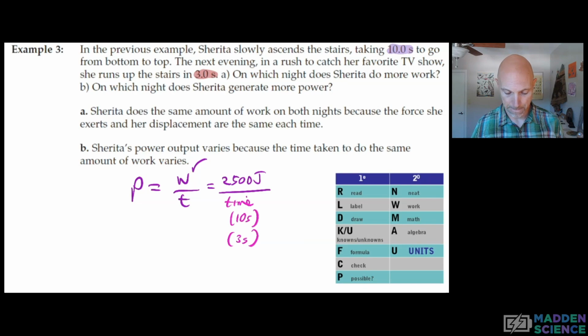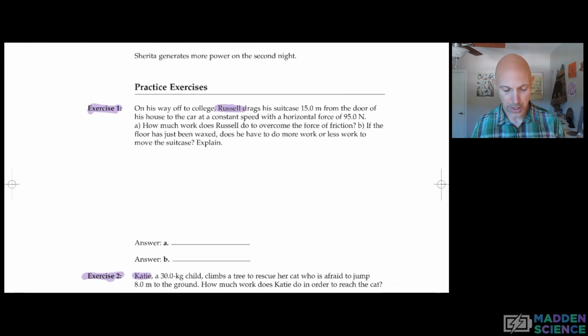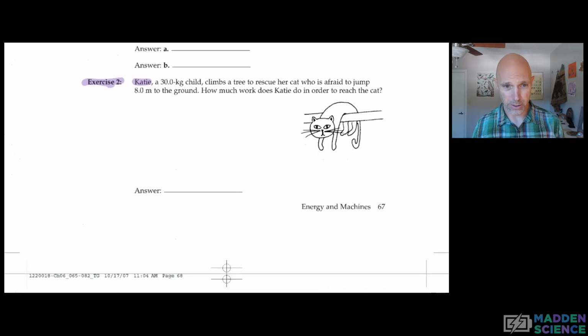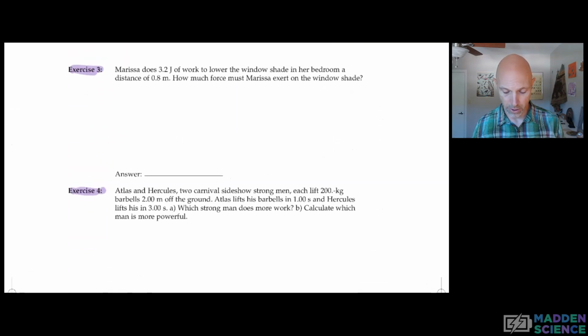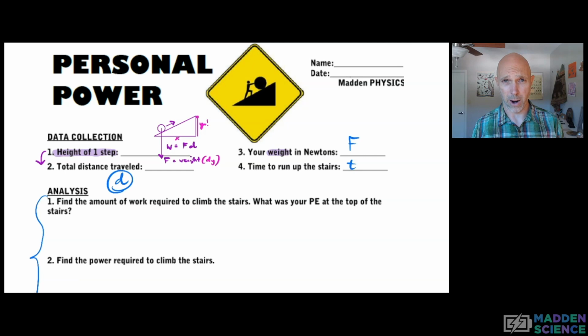All right. Just quickly to show you, here are those solved problems we just did. Your homework is to do 1 and 2, 3 and 4. You also are responsible for getting personal power completed. If you're having trouble with that, again, check back to previous videos, and I'll put a more in-depth video on extra things you might do in lieu of using stairs, or in addition to using stairs.